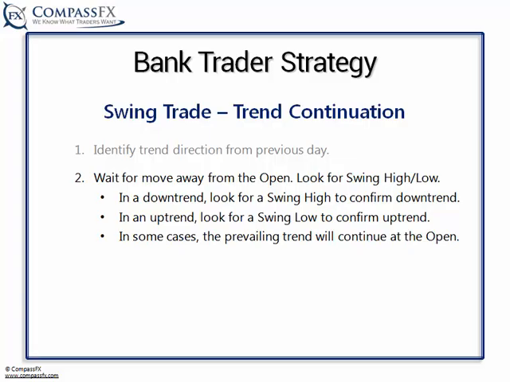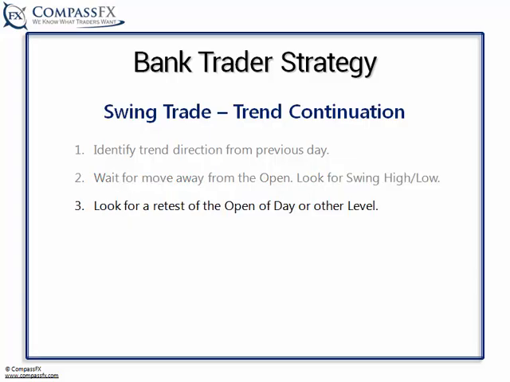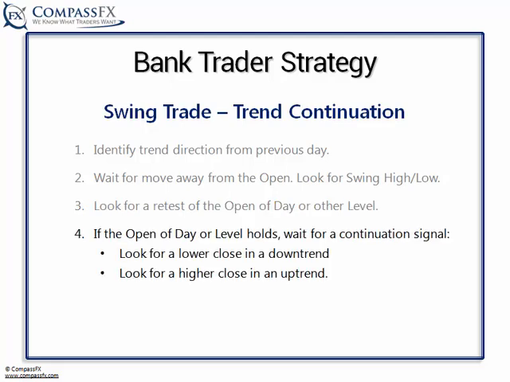In some cases, the prevailing trend will continue at the open from the previous day. Look for a retest of the open of the day or other level. A retest oftentimes occurs as a test if the market is truly going to move in the direction of the trend. If the open of the day or level holds, wait for a continuation signal. Look for a lower close in a downtrend. Look for a higher close in an uptrend as a continuation signal.